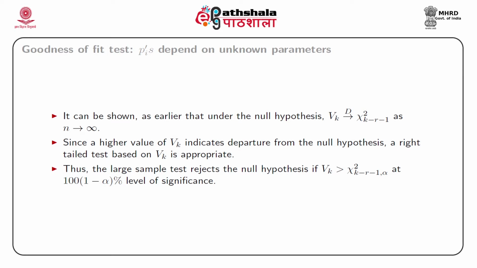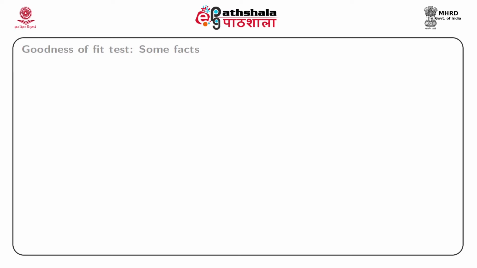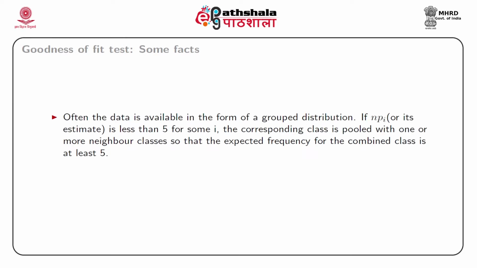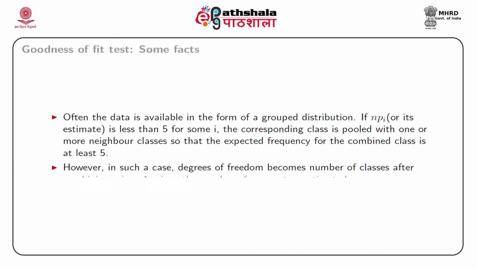So, before we conclude, let us shortly discuss some facts related to this. Often the data is available in the form of a group distribution. If n Pi, that is the expected frequency for the ith class, is less than 5 for some i, the corresponding class is pooled with one or more neighbor classes, so that the expected frequency for the combined class is at least 5. However, in such a case, degrees of freedom becomes number of classes after combining minus 1 minus the number of parameters estimated.